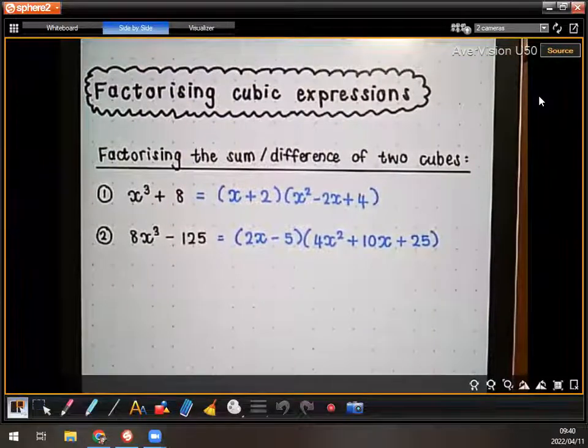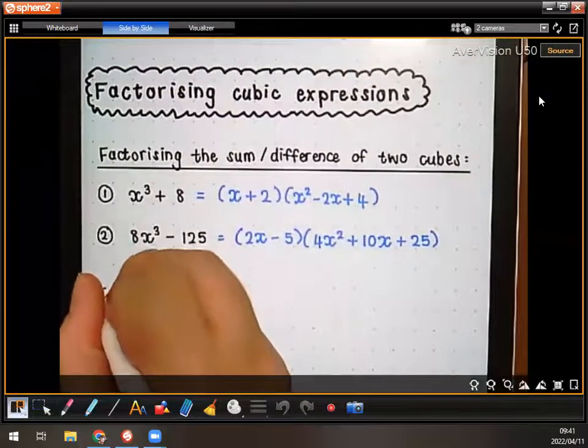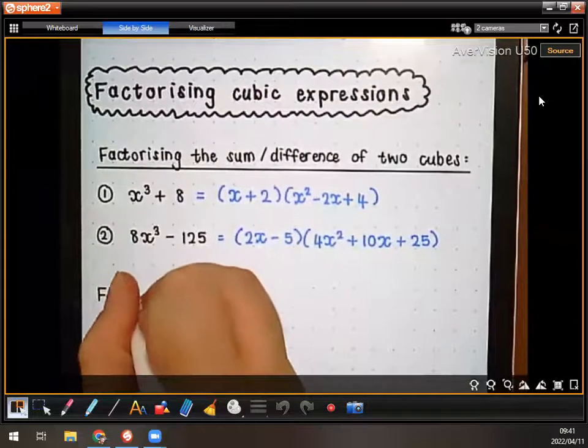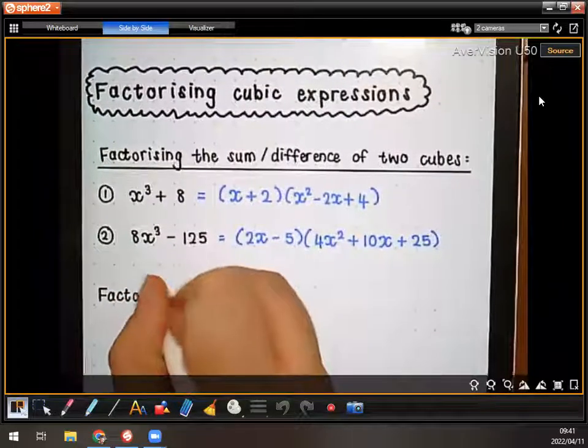So now I'm going to show you how to factorize other cubic expressions. So factorizing.